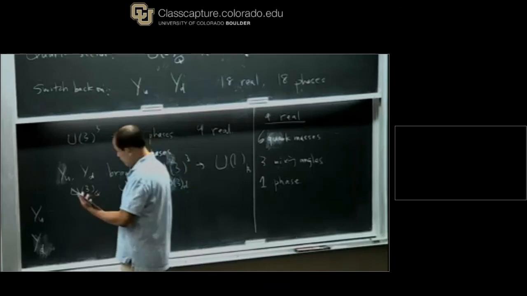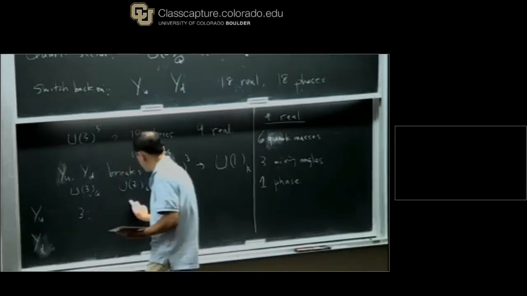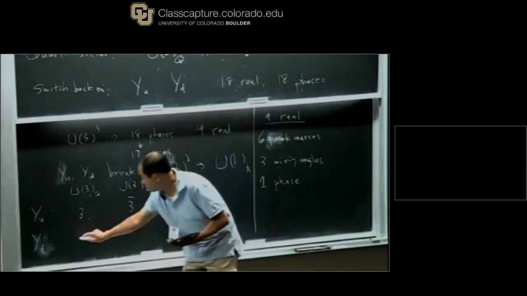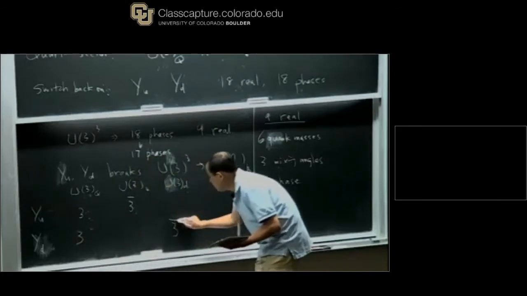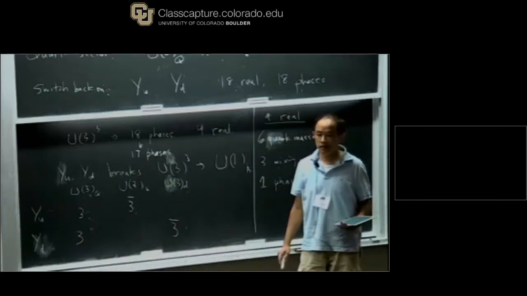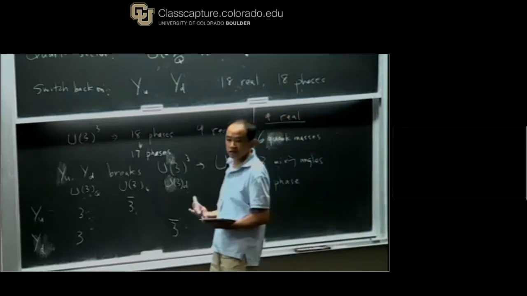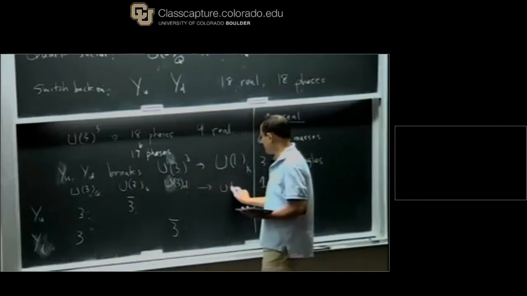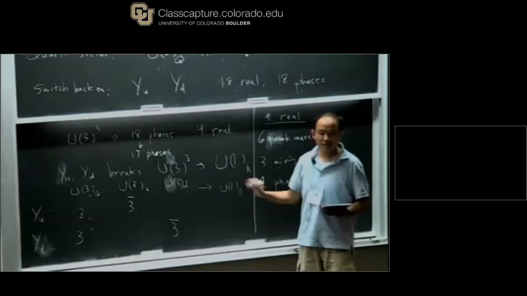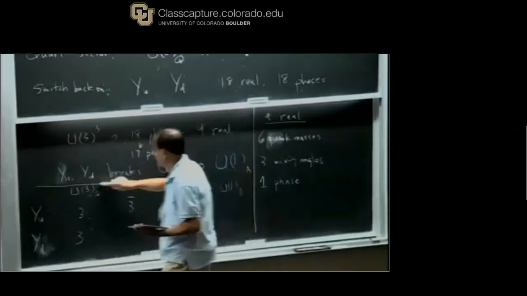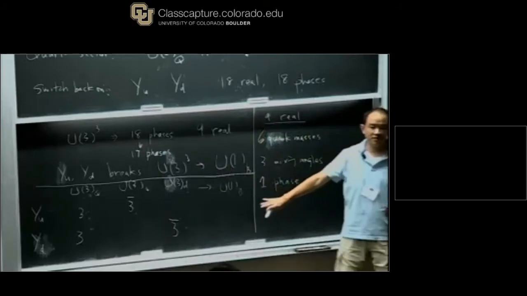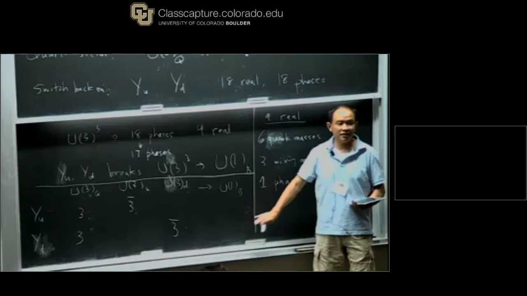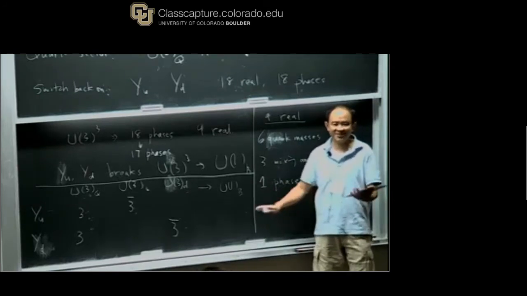For example, this guy transforms as a 3-3 bar under this global symmetry, and this transforms as a 3-3 bar under this symmetry. And once I freeze this spurion to its background value, it breaks this global symmetry down to U1b. So this is in principle. If you are familiar with the spurion analysis, this is all I need to say. So if you haven't seen spurion analysis, learn it. It's very useful.